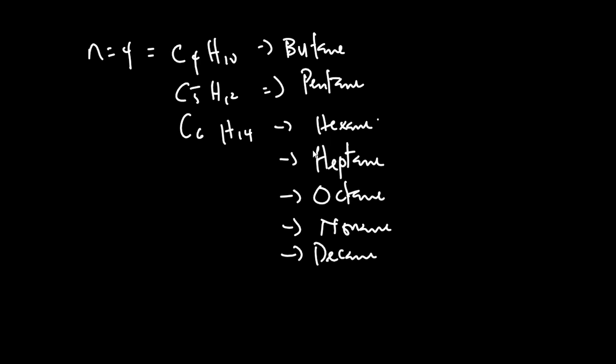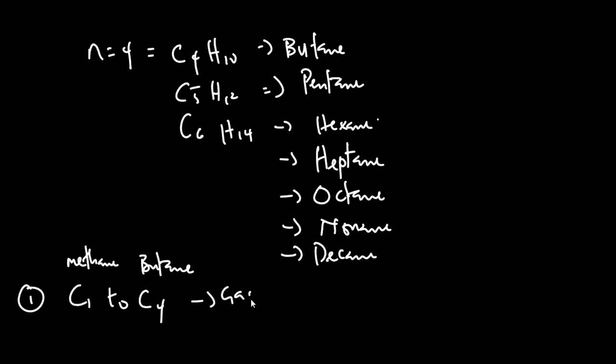From here, we can now talk about their properties. What are the properties of these compounds? The first one is their state of matter. Let's talk about the physical properties. From C1 to C4, which is basically from methane to butane, they are gaseous. Then from C5 to C12, they are liquid. And from C12 upwards, they become solid.